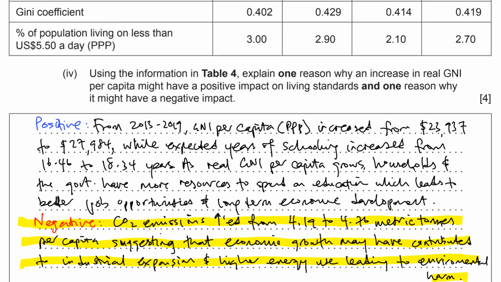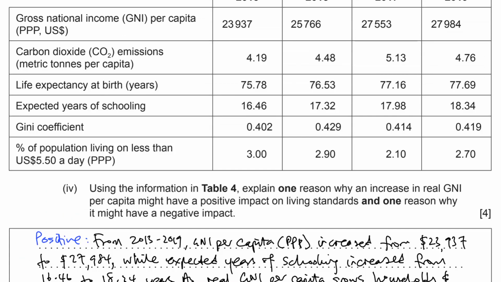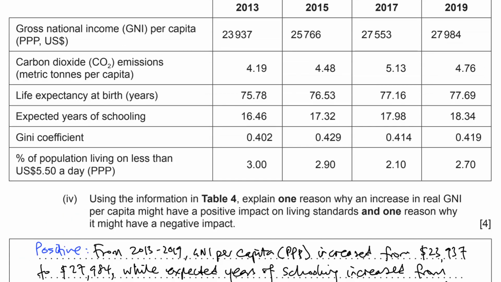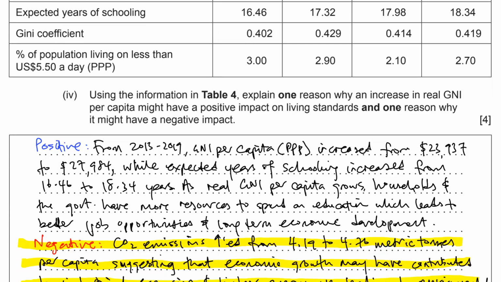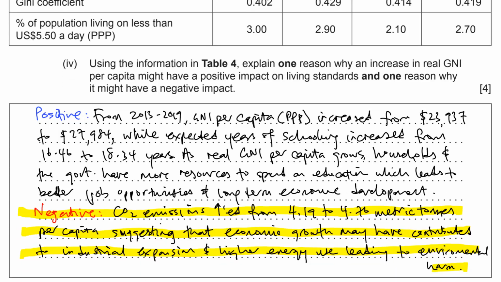You could easily talk about things like life expectancy if you wanted to, or the percentage of population living on less than $5.50 per day. You can see that's a positive thing. So one positive, one negative. As long as you can tell a story around that, that's sufficient. Obviously, I think you get 2 marks for the positive and 2 marks for the negative thing. But keep it within the word limit. Okay, let's move on.